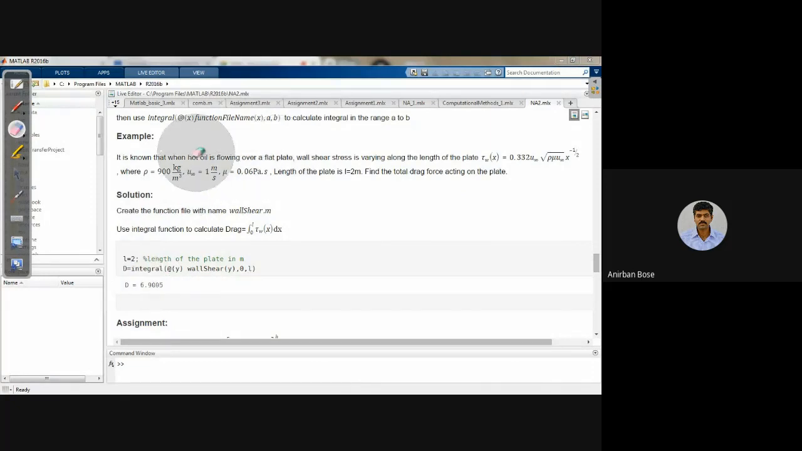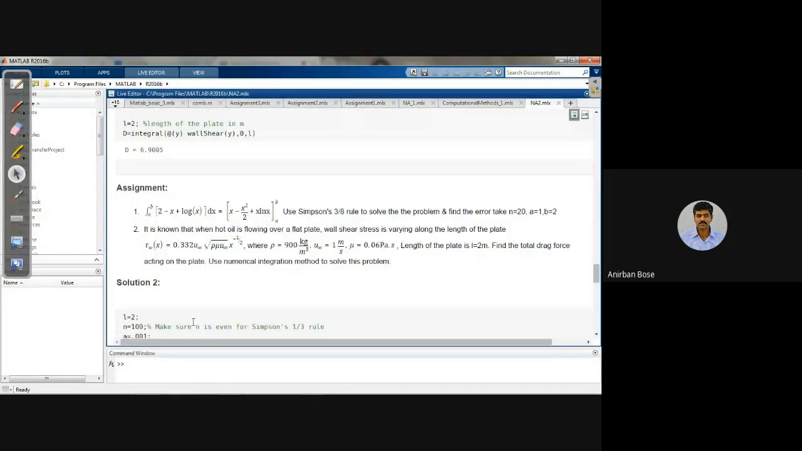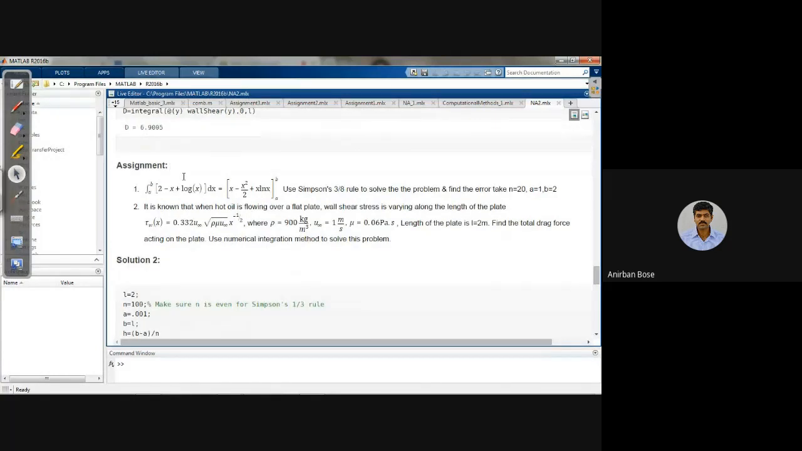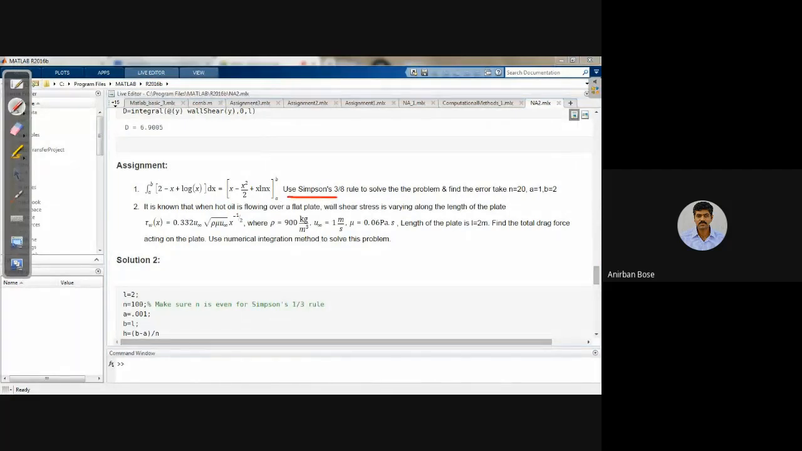Okay. So now let us see what are the assignment problems given. The first assignment problem is the same problem that we have done. You use the Simpson's 3/8 rule to solve the problem. Take N is 20, A is 1 and B is 2, because here we have done Simpson's 1/3 and trapezoidal, but we have not done Simpson's 3/8 rule. We have the formulas for the Simpson's 3/8 rule, so hopefully you can do this assignment easily.